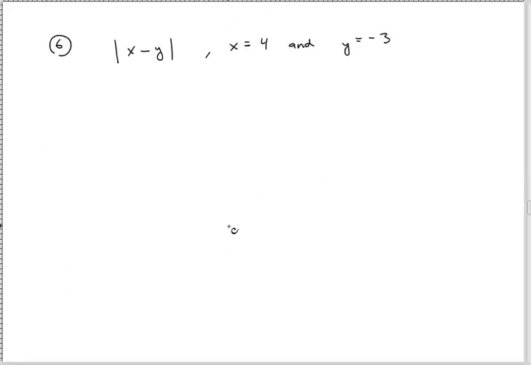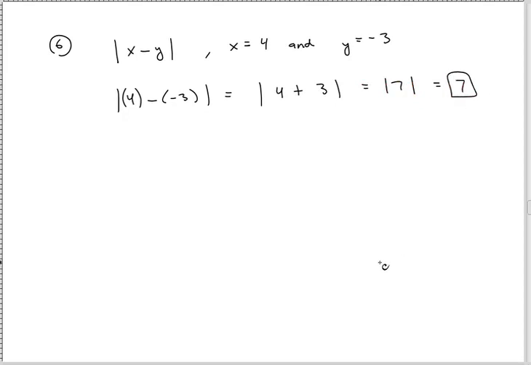Number 6, and so absolute value of x minus y, and they give you what x and y are. Well, you plug it in, and this is no different than what we've already done. You could use the parentheses on both of them. I do recommend it, but it's not required. What you are seeing then is a 4 and then 2 negatives make a positive 3. And so 4 plus 3 is 7. And what's the absolute value of 7? It's 7. And that's it. Pretty simple. No problem there.